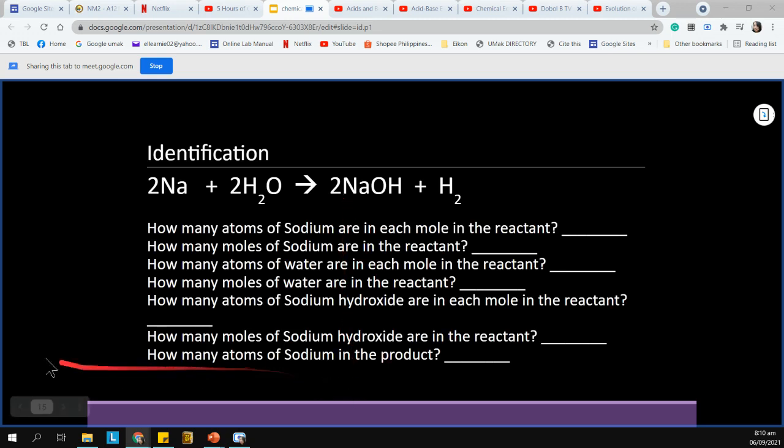And then the last one, wala na. You have other people, Barrientos. How many atoms of sodium are in the product?